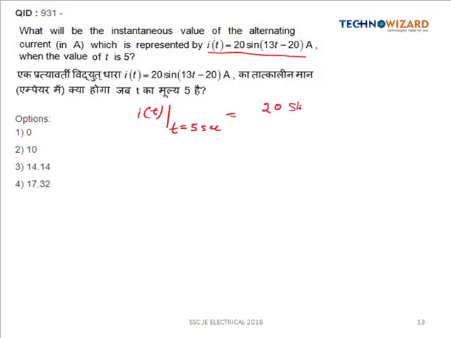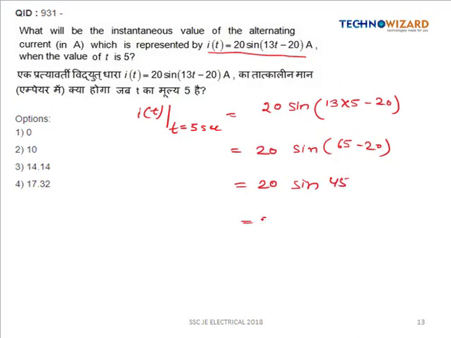This will be equal to 20 sine 13 into 5 minus 20. So this is equal to 20 sine 65 minus 20, which is 20 sine 45, and we know that sine 45 is 1 by root 2. So this will be equal to 10 root 2, which is equal to 14.14 ampere. So option C is the right answer.